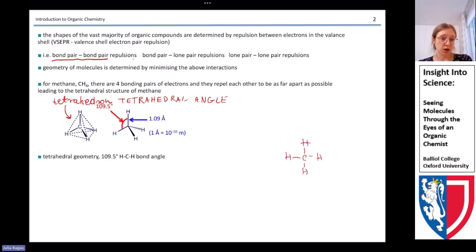What happens though when we have something a little bit more complex than just methane? If we consider an ethane molecule, perhaps you could try drawing it like this. So what you can see is that the tetrahedral angle is conserved even if you have larger molecules.